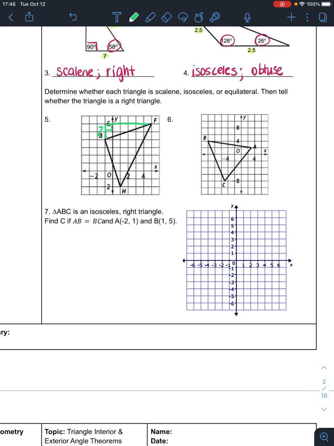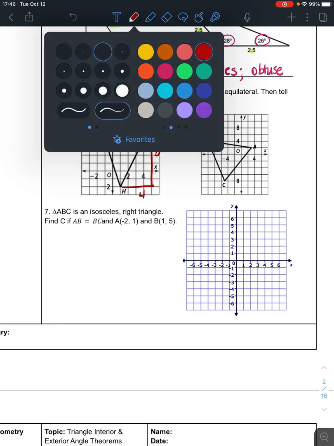So we would go up 2, over 1, 2, 3, 4, 5, 6. So up 2, over 6. We could do that same thing here. Obviously, F to H is very different. It would be over 4, up 2, 4, 6, 8. So this would be up 4. We have sides of a triangle that are 4 and 8.